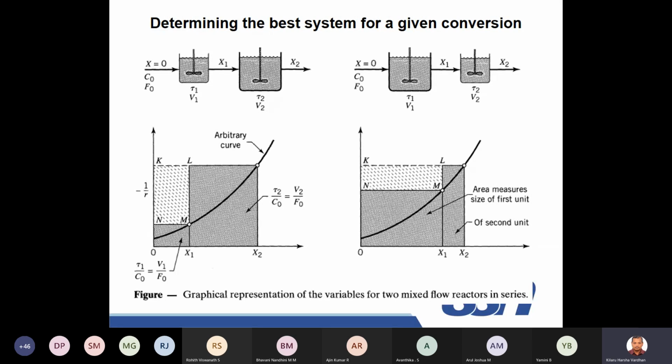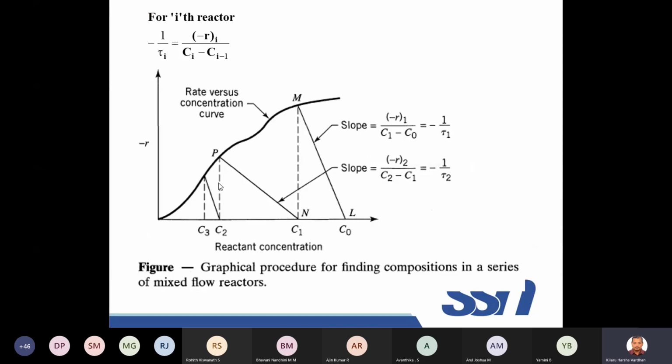That is why these graphs are called Levenspiel plots. Octave Levenspiel gave them beautifully in his book, Chemical Reaction Engineering. Beautifully, he showed how the volume of the reactor is less or more for these particular combinations. That is why these plots are called Levenspiel plots.